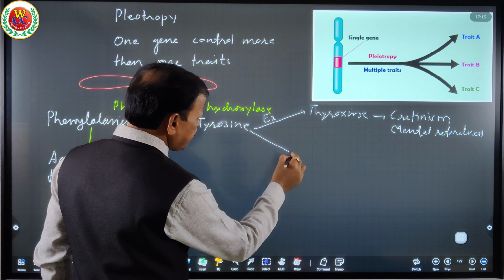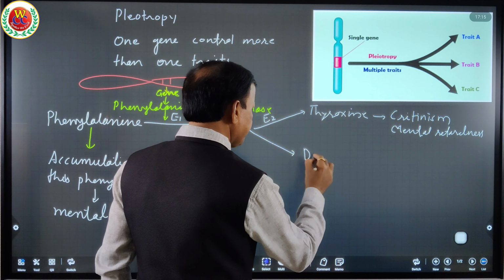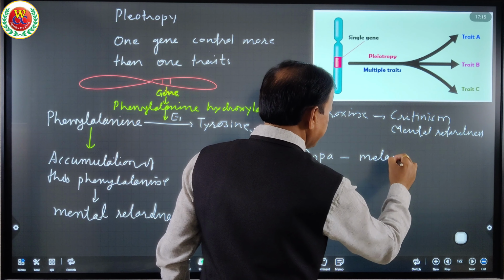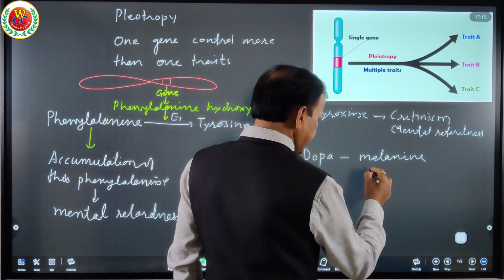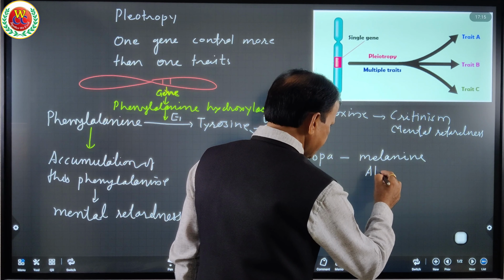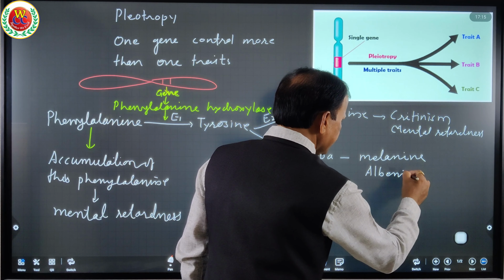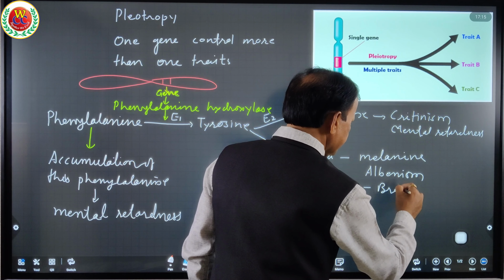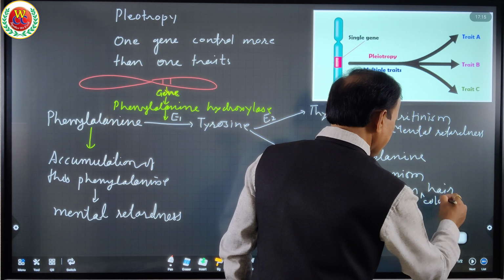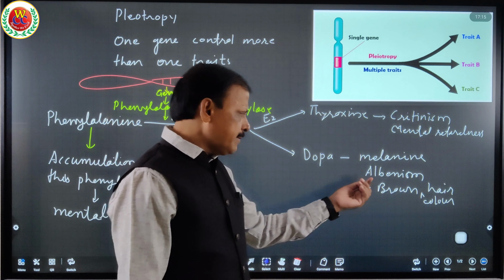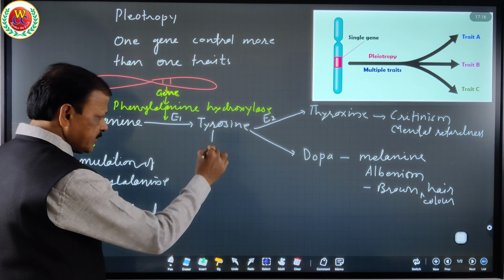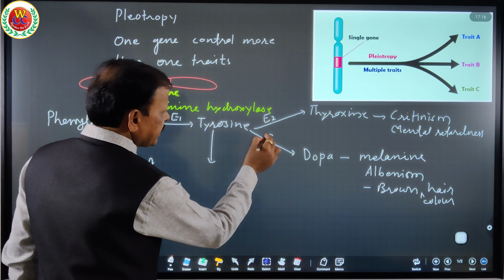Moreover, if tyrosine is not converted into DOPA, then it will not convert into melanin, and if it is not converted into melanin, then another deformity called albinism appears, that is brown color hair and albinic skin, that is deformed skin. Moreover, suppose this is the E3 enzyme.